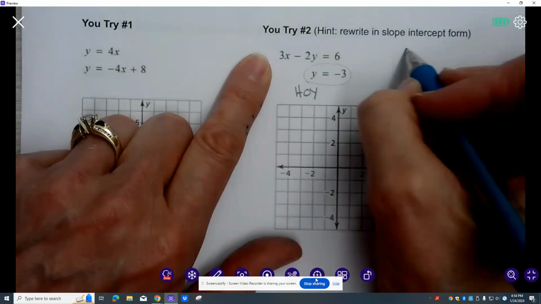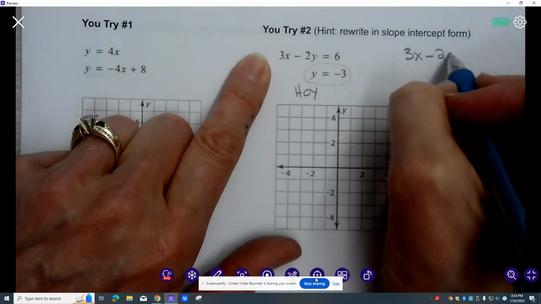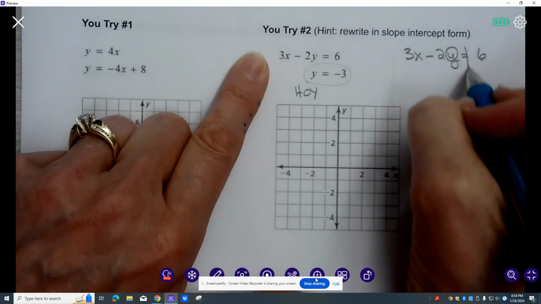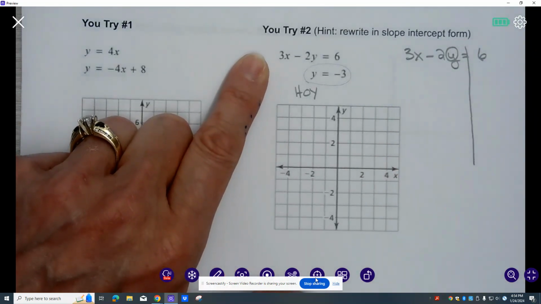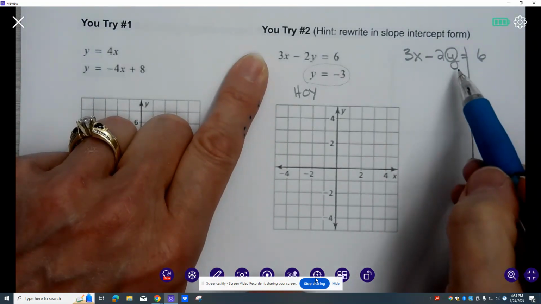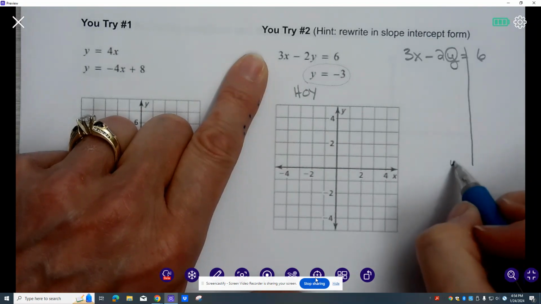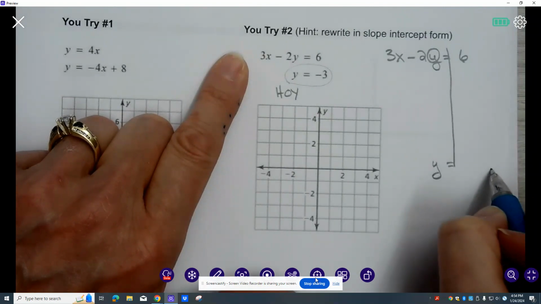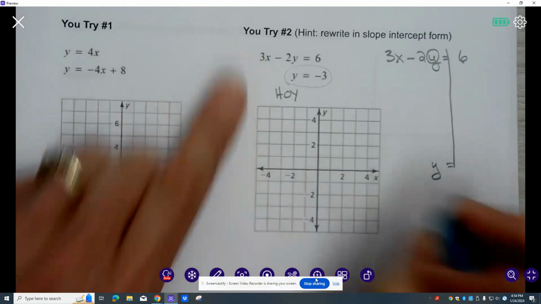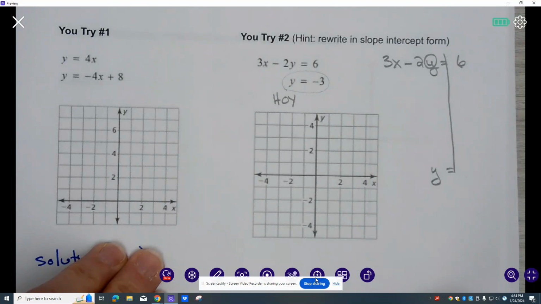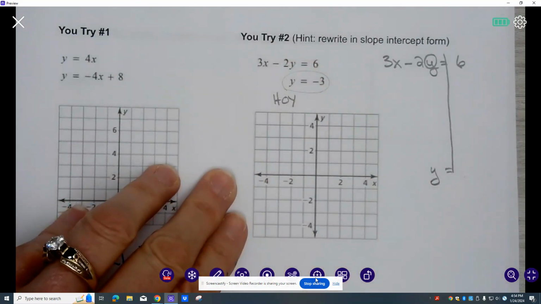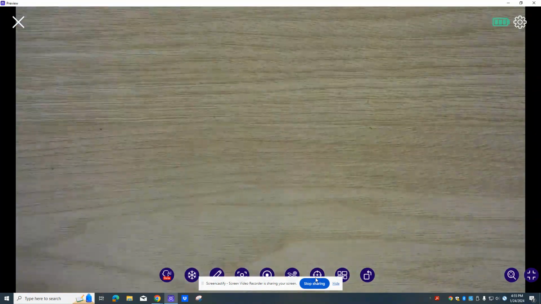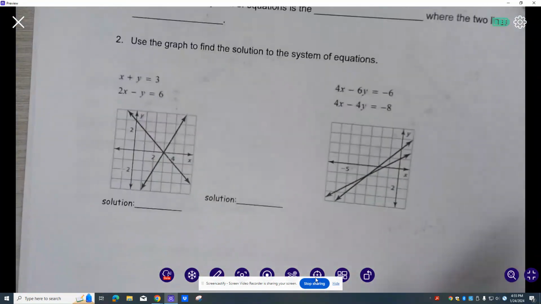This one, you're going to need to rewrite over here. And then you want to do algebra to get that y by itself. So remember, when you're done, you want y all by itself, everything else over here. Then find your y-intercept and your slope, and then graph it. Okay, now, after you finish these your turns, if you're feeling really good about this, go ahead and try the exit ticket that's on the next page.